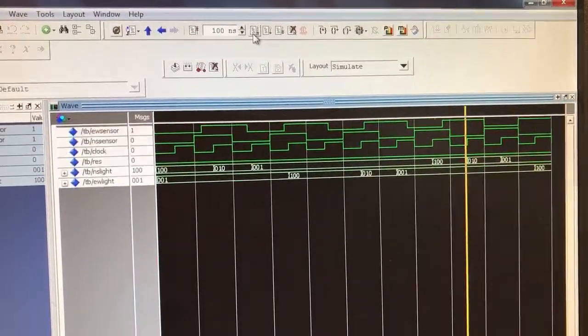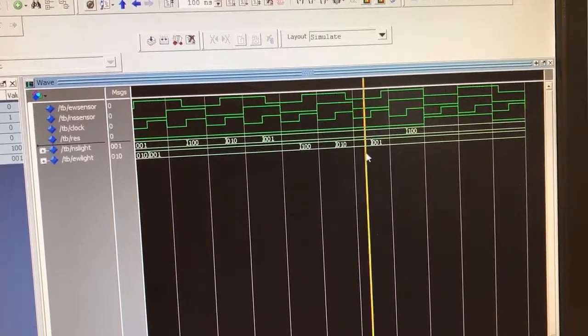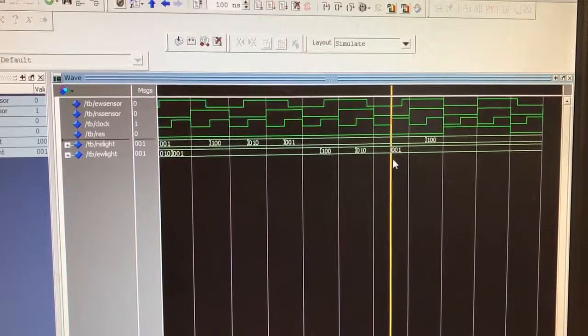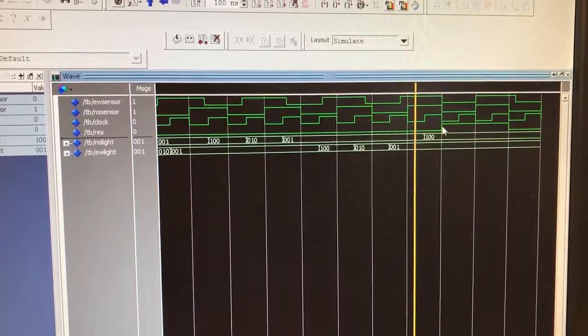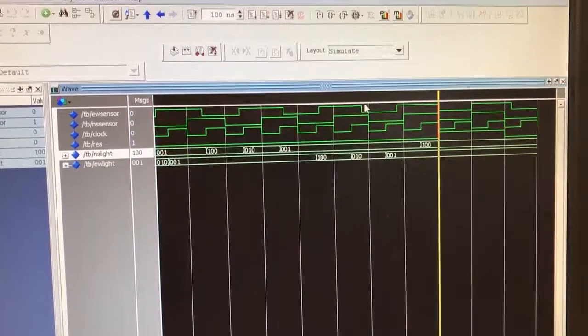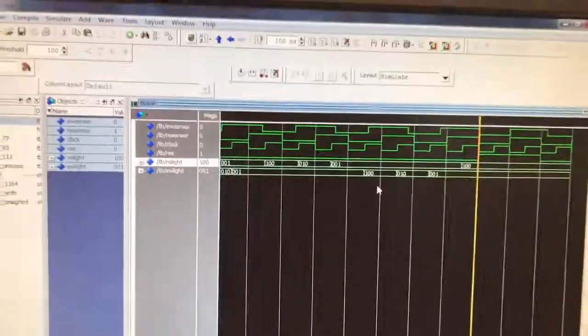Also, I'm going to keep going through until we get a reset. Alright, so we get a reset here, right here actually, and it changes back to state 0, which is correct.